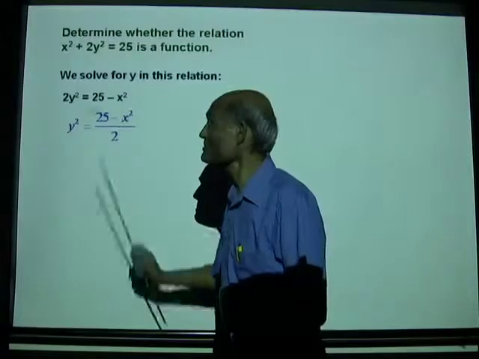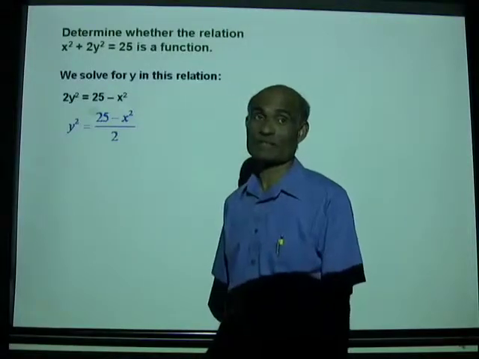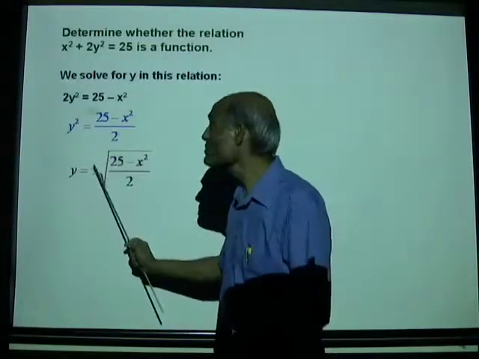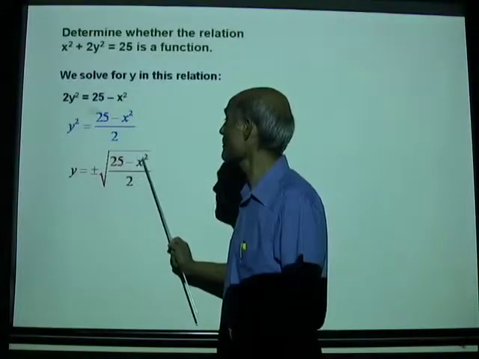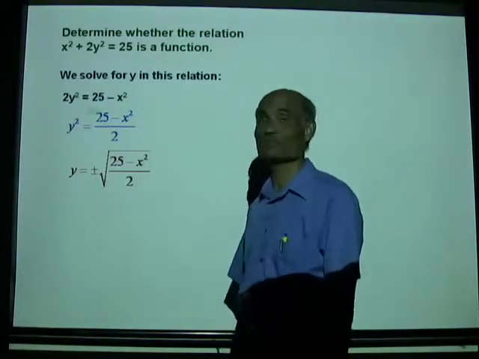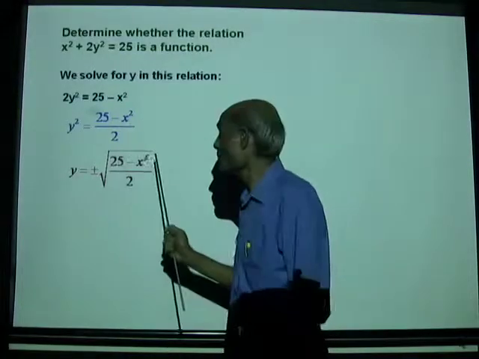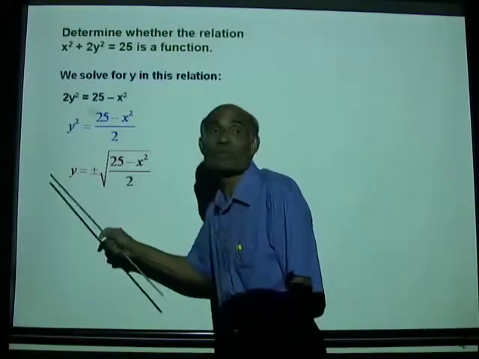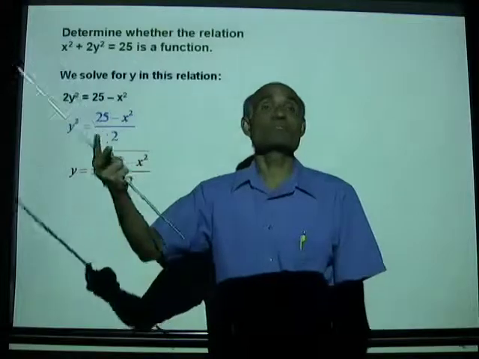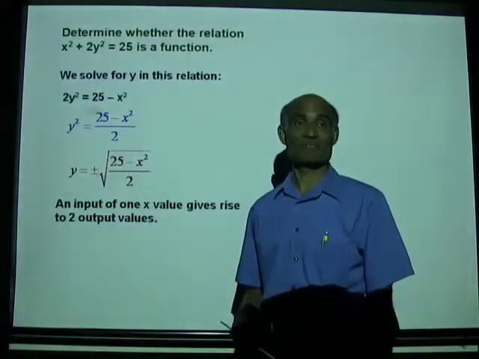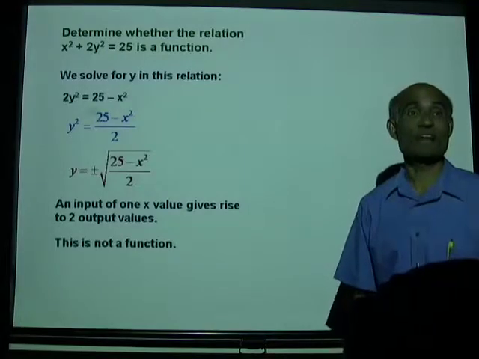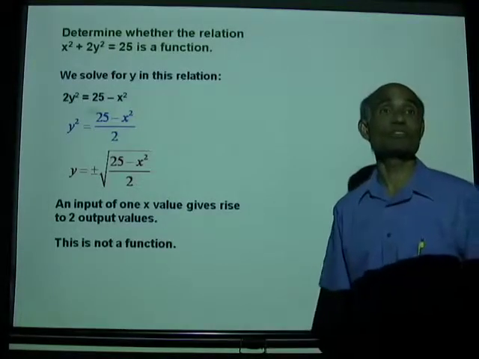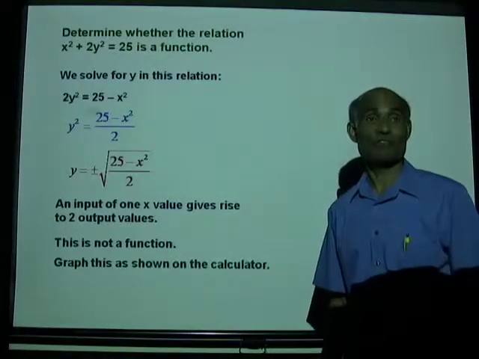And take the square root of both sides. What will you get? You get y equal to plus or minus, is that right? Square root of (25 minus x squared) over 2. That means for every x value, there are two different y values. An input of x gives two different outputs, and therefore this is not a function.